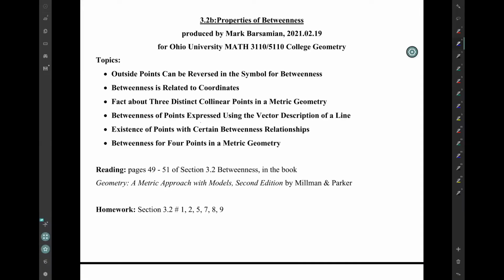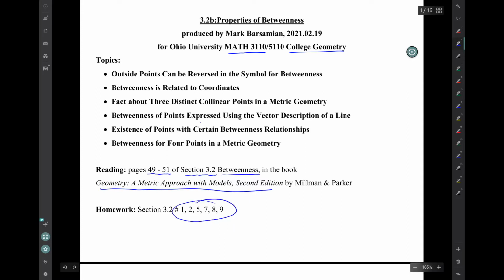This material is produced for Ohio University Math 3110, College Geometry. The reading for this video is just a few pages, pages 49 to 51 of section 3.2, Betweenness, in the book Geometry, a Metric Approach with Models by Millman and Parker. The homework is this collection of 6 exercises from section 3.2.